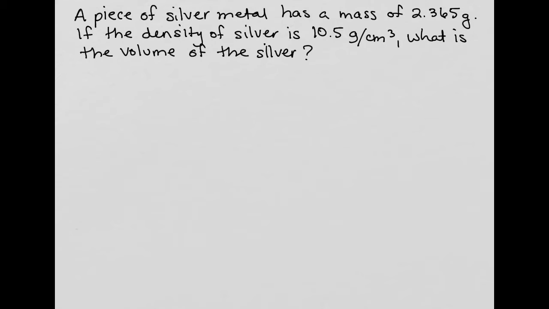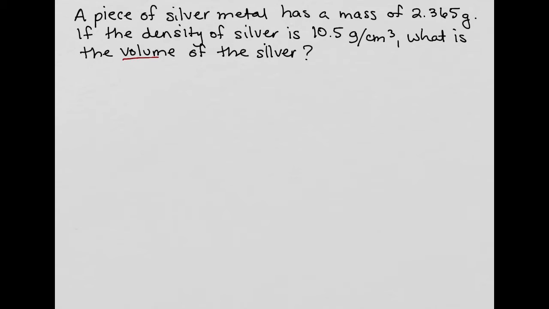In this example, we're going to look at density, but also have a little refresher on solving equations, so a little bit of algebra, and then also calculating the correct number of significant figures so we can round our answer. So this question says a piece of silver metal has a mass of 2.365 grams. If the density of silver is 10.5 grams per cubic centimeter, what is the volume of the silver?